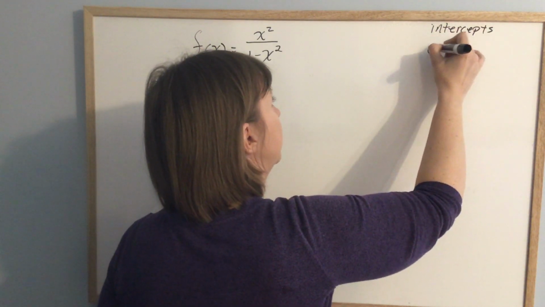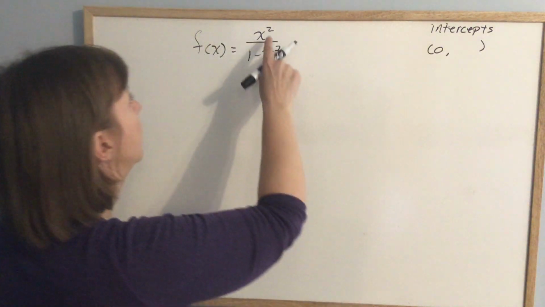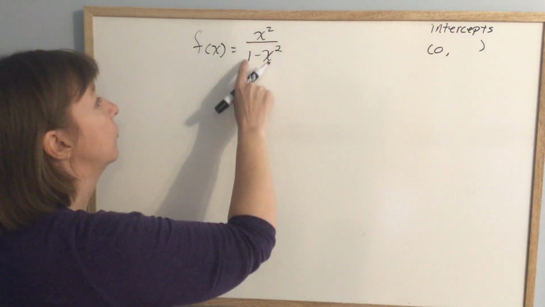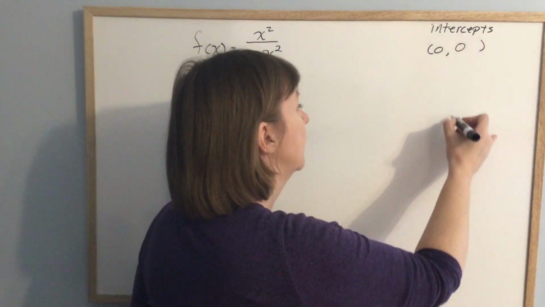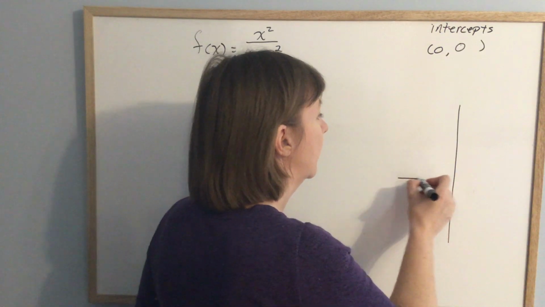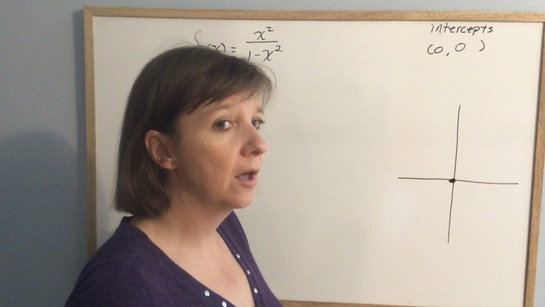So the first thing I'm going to do is let x be 0 and figure out what my y is. If this was 0 over 1 minus 0 squared, that is still 0. So I already know I have an intercept at 0, 0.